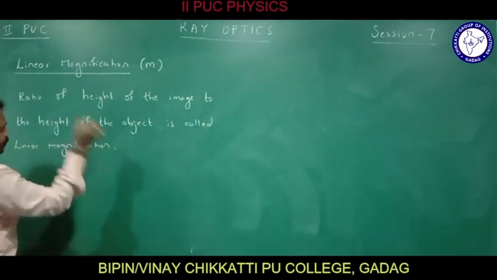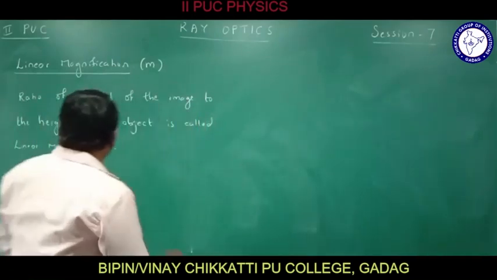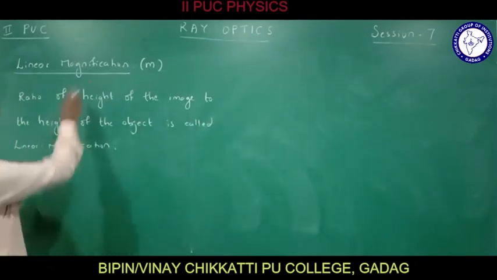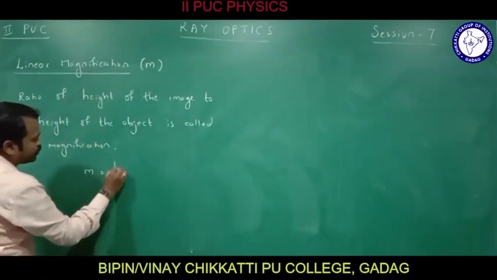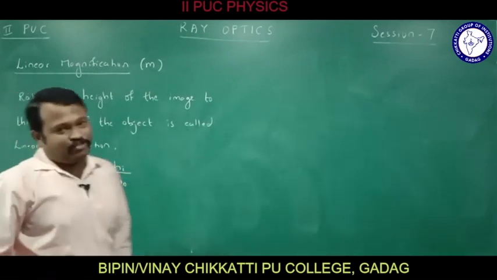Right? So this is the same definition that we have studied in case of mirror. Okay, so what is the formula? So let me check it out. Linear magnification is denoted by small letter m. What is the formula? Height of the image divided by height of the object, right?